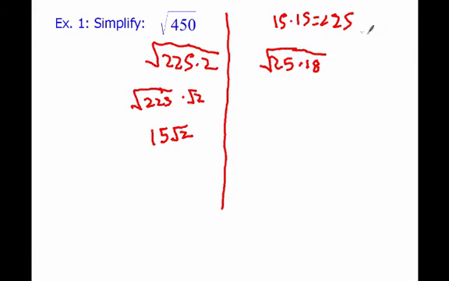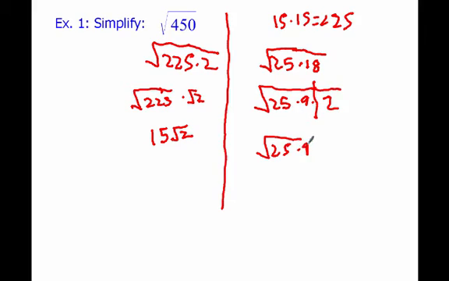Well, 18, do we know of any perfect squares that go into 18? We do. That's square root of 25 times 9. 9's a perfect square times 2. So hopefully you see that 9 is a perfect square. It goes into 18. Now, these two are both perfect squares. This one is not. So I can say, well, that's the square root of 25 times 9 times the square root of 2.